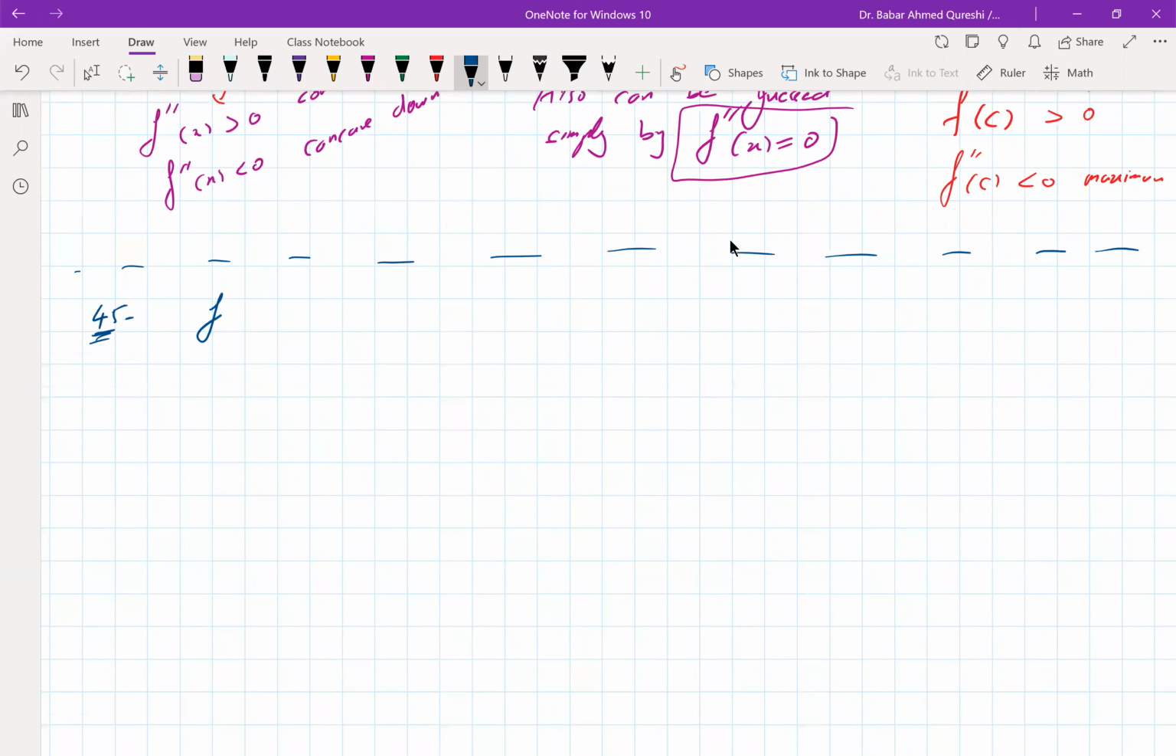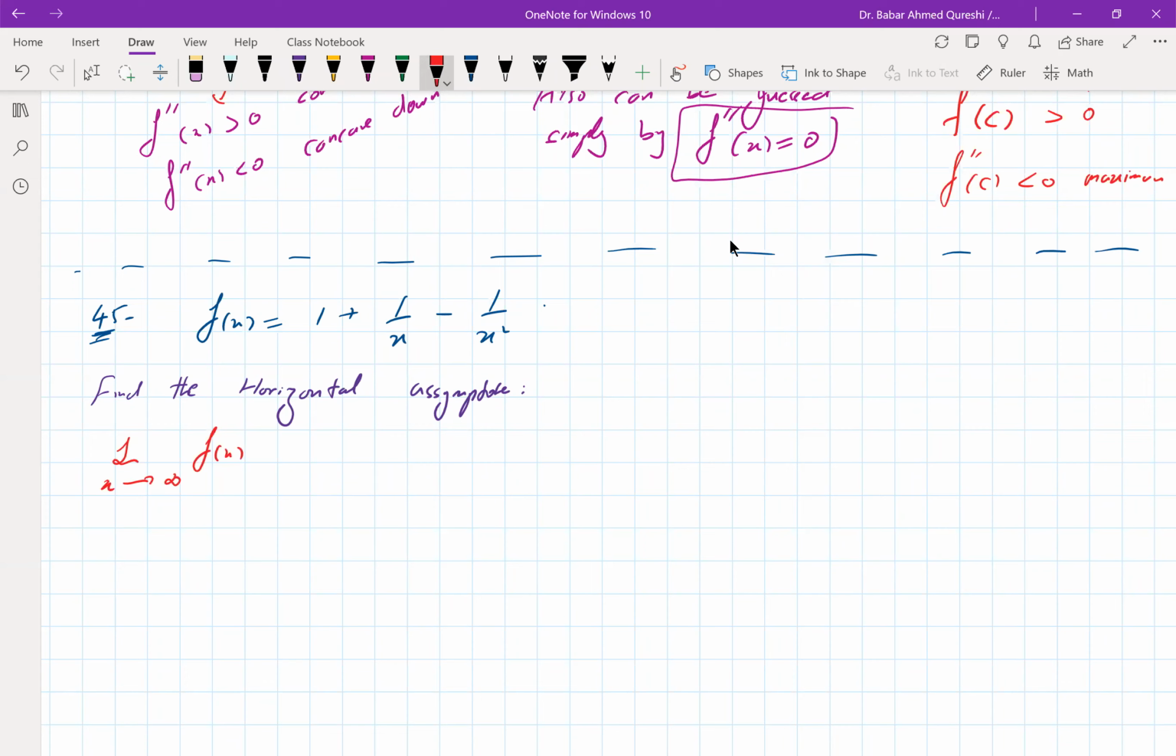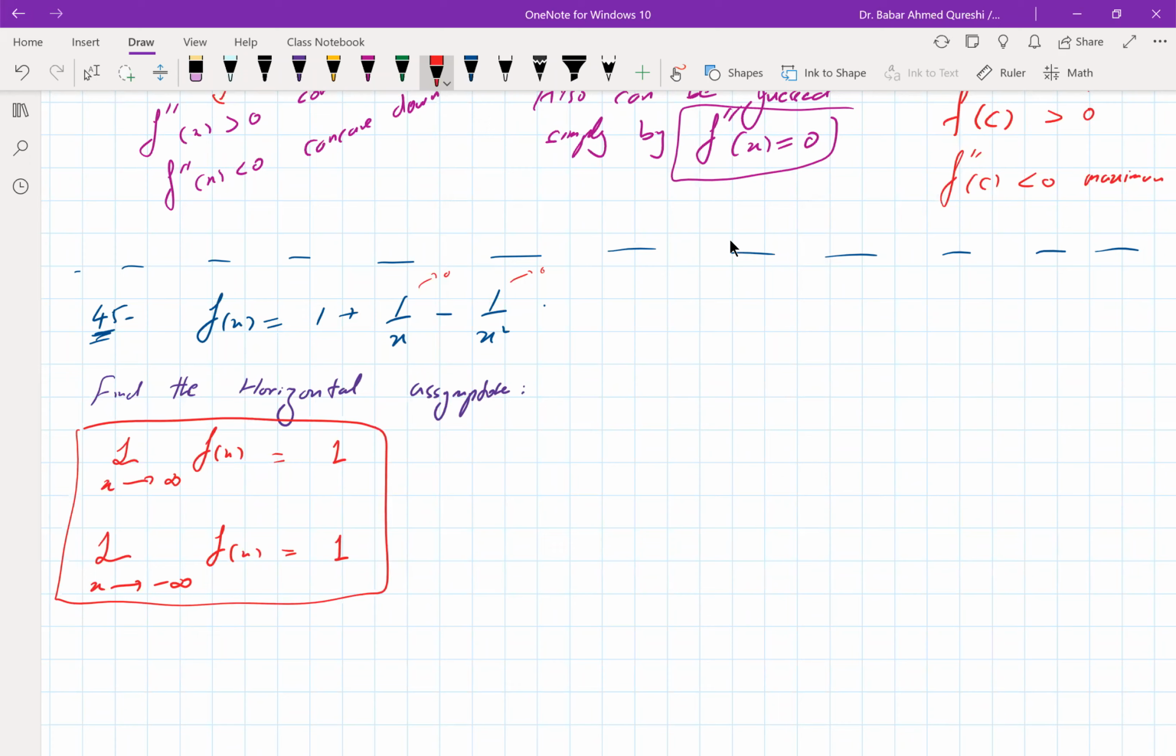Now, here you have this, and you want to know the shape. So you start by finding the horizontal asymptote. You are simply doing this: where does it go when you go to positive infinity? You can easily compute the limit. This goes to zero, this goes to zero. So the limit is one. And when you go to negative infinity, this is again one. So these are the horizontal asymptotes.